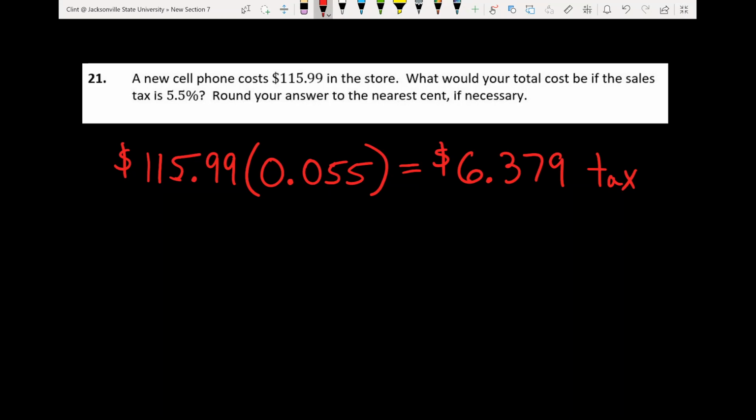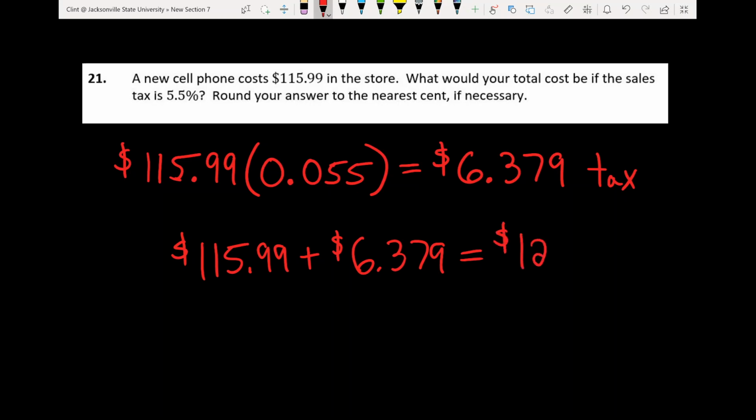Guess what? They round up in the real world too, unfortunately. So now we take our retail price 115.99 plus our tax 6.379. Add those together, so let's see, 115.99 plus 6.379, we get $122, and then at the decimal it's 0.369. That 9 makes the 6 round up, so $122.37. Okay.